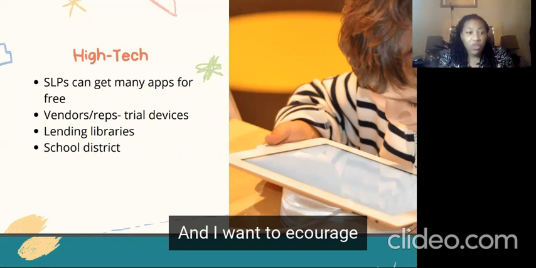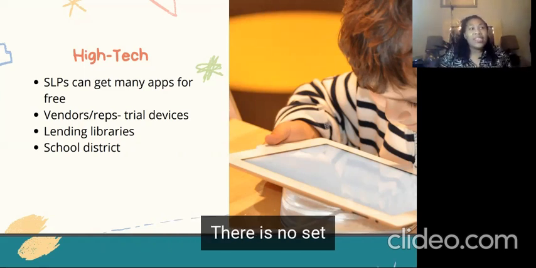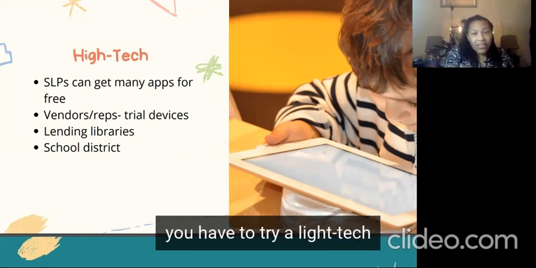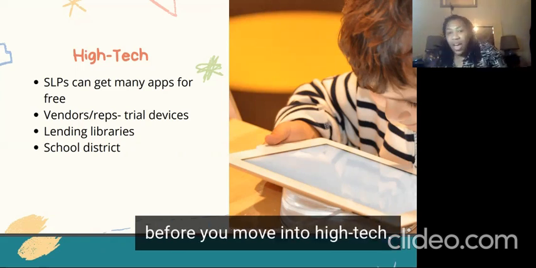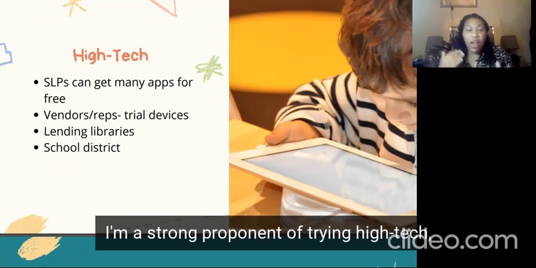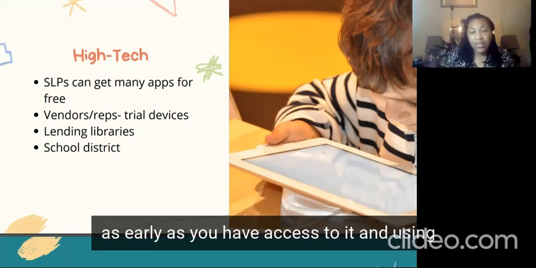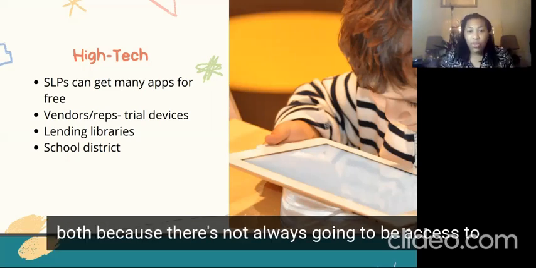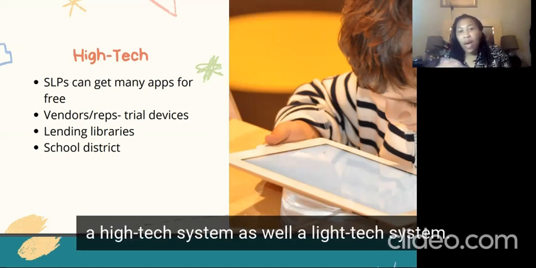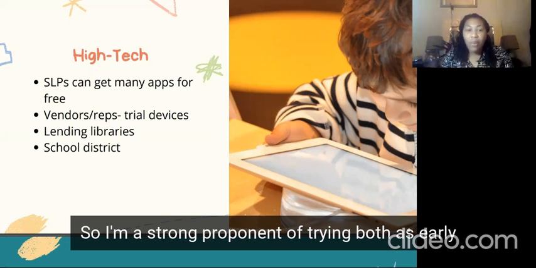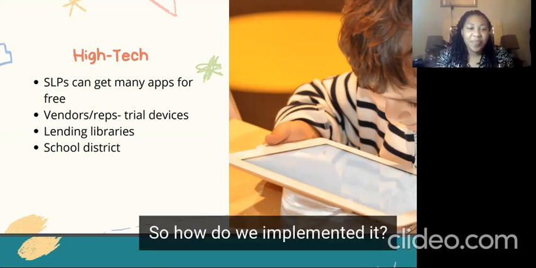And I wanted to encourage you that there is no set rule that you have to try light tech before you move into high tech. I'm a strong proponent of trying high tech as early as you have access to it, and using both, because there's not always going to be access to a high tech system as well as a light tech system. So I'm a strong proponent of trying both as early as possible.